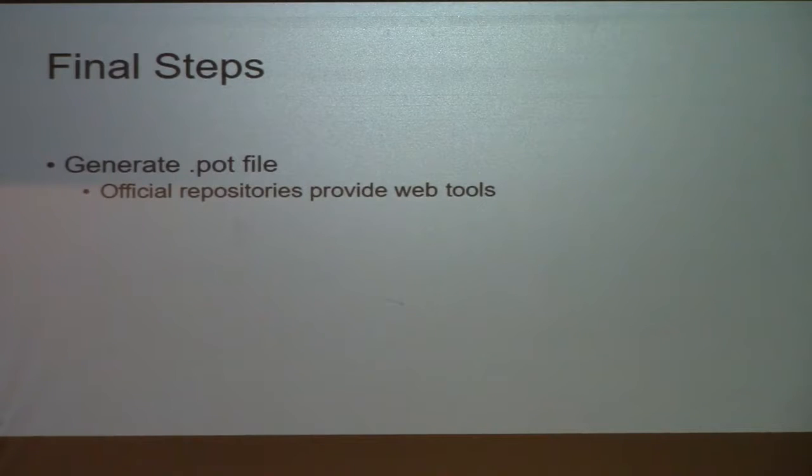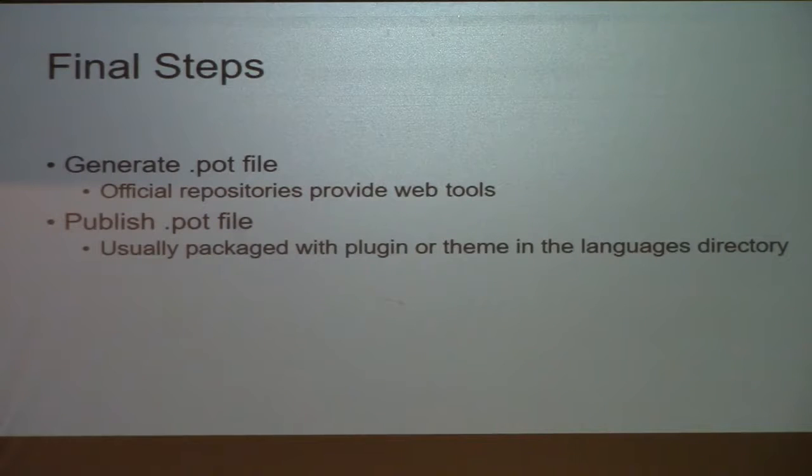So the official repositories have web tools to generate this. When you upload your plugin, you can click a button and it'll create and then download the POT file for you. There are other tools to generate these for you if you don't want to use those or if you're not going to use the repository, but they're a little more complex to talk about in this talk. So I'll have a link to those tools at the end, but I'm not really going to go over how you would use them.